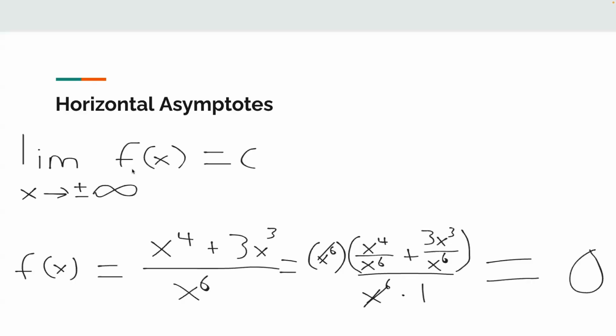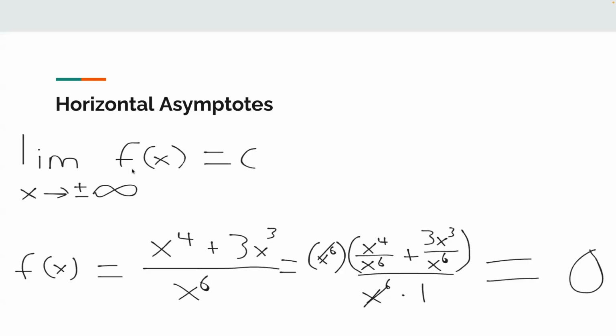Horizontal asymptotes. So we went over vertical asymptotes, that'll just be infinity. Vertical asymptotes are when y approaches infinity or negative infinity. Horizontal asymptotes are when x approaches negative or positive infinity, then what y value is approached. So here on the bottom, I have this function, x to the power of 4 plus 3x cubed over x to the 6th. Now, how do we find out what y value is approached as x approaches infinity?